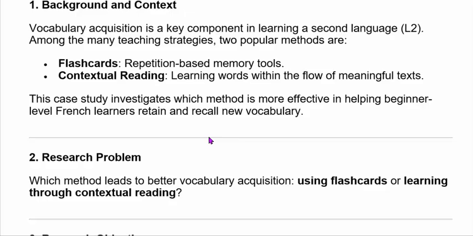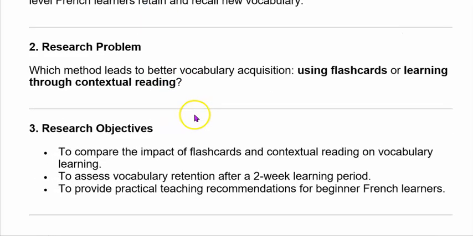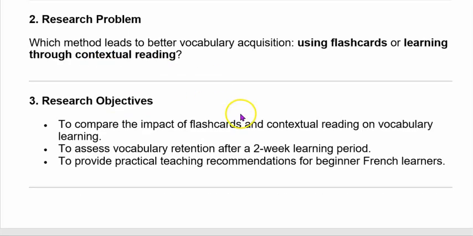This case study investigates which method is more effective in helping beginner level French learners retain and recall new vocabulary. We are trying to help beginner level French learners. So everyone who is involved in this research is a beginner level French learner. So what is the research problem? Which method leads to better vocabulary acquisition? Is it using flashcards or is it learning through contextual reading?